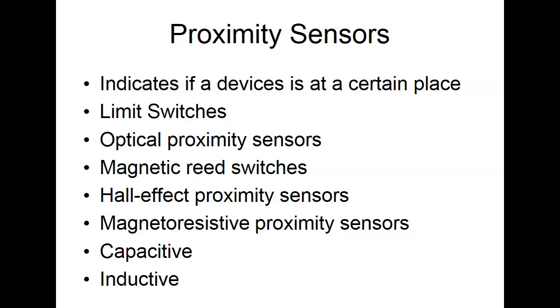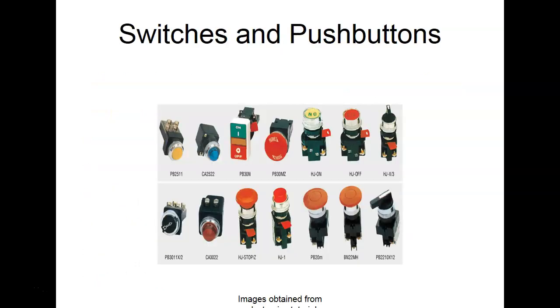We'll look at optical proximity sensors. We'll look at magnetic proximity sensors. We'll look at capacitive and inductive. There may be more out there, guys, but this is all that we're going to look at. Technically, these are push buttons. These could technically be proximity sensors because they detect when you're there and you push them. So these are just different devices.